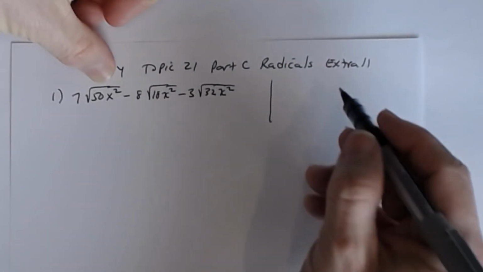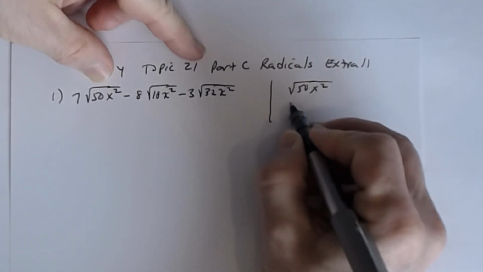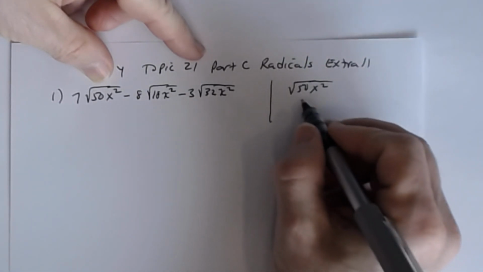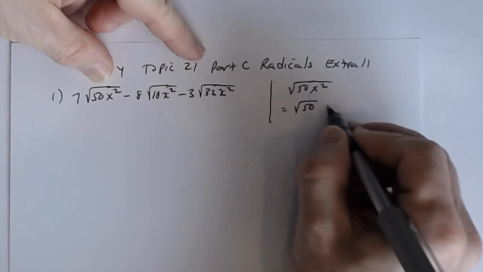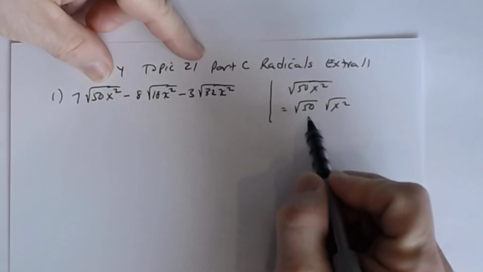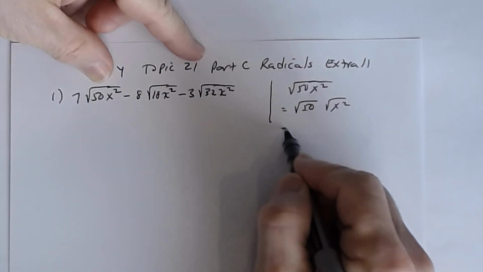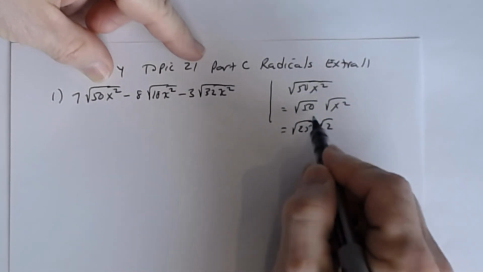Let's do the first one. You have the square root of 50x squared. From previous lessons, we know we can write this as a product, square root of 50 times the square root of x squared. I can simplify the square root of 50 because 25 is the largest perfect square that goes into 50. So I can write the square root of 25 times the square root of 2. 25 times 2 is 50.